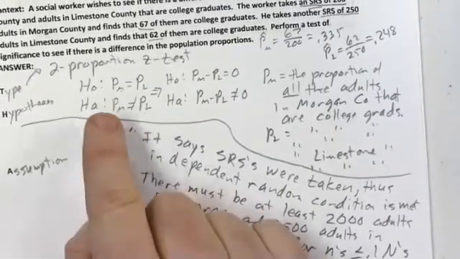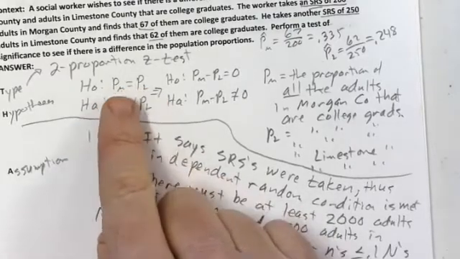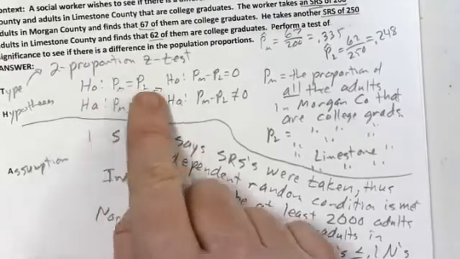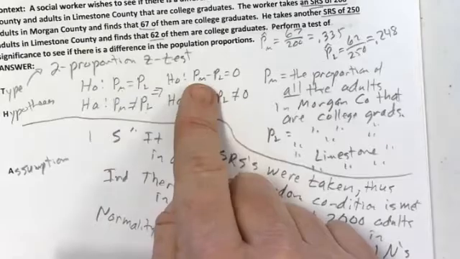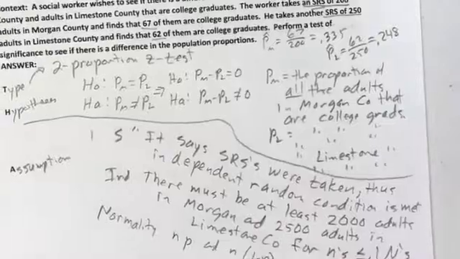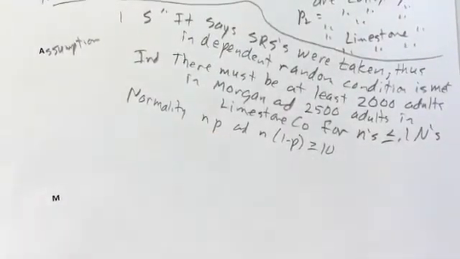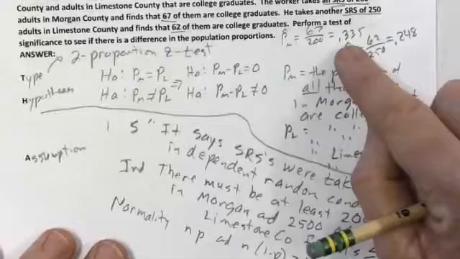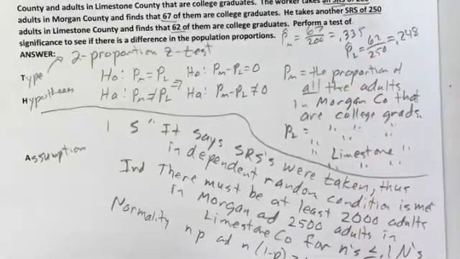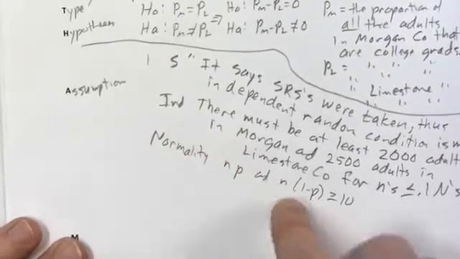We operate this whole test assuming the null is true. The whole logic of this test is, if we assume there's no difference between Limestone and Morgan County, what's the probability we would get sample values this different? That's the logic of this test. So we are going to combine our p hats into a larger sample, which gives us a larger sample size and creates less variability. This is what is known as a combined p hat that we're going to use in this step.